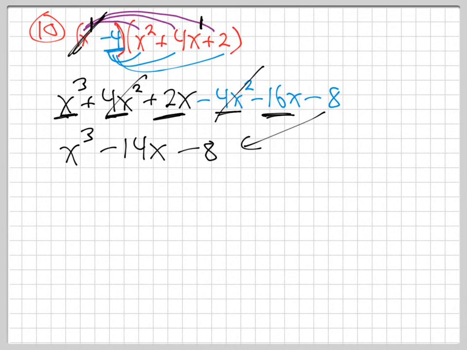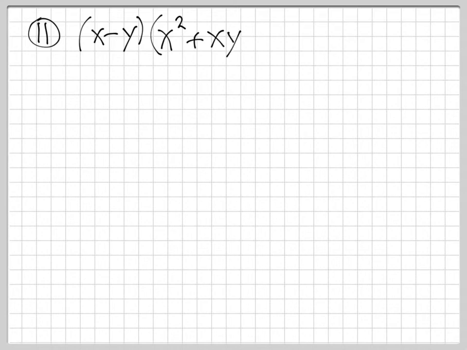Yeah, Miguel. Okay, so let's try number 11. I'm going to change it to x's and y's because my u's and v's kind of look alike, and you'll get confused. It's the same thing. I'm just going to make it x's and y's instead of u's and v's. There we go. So try that one.